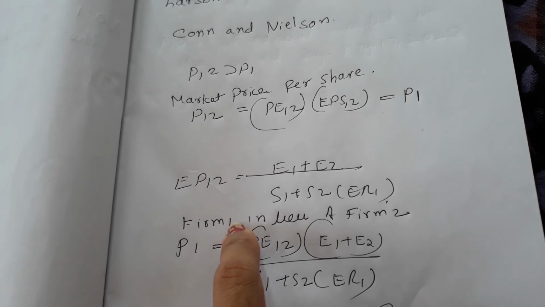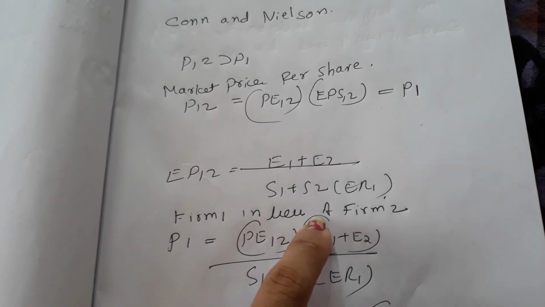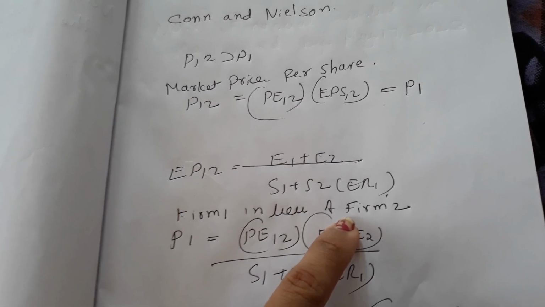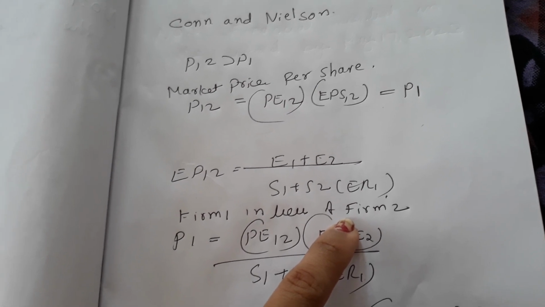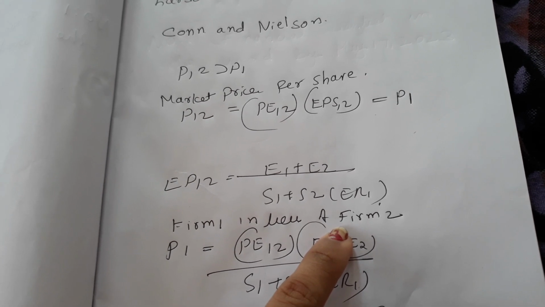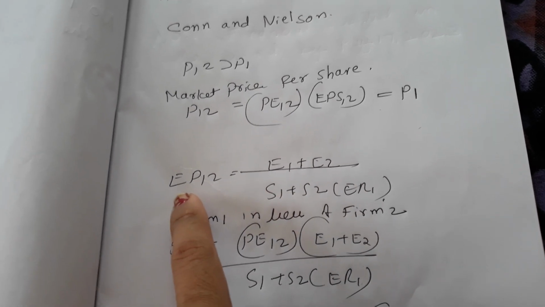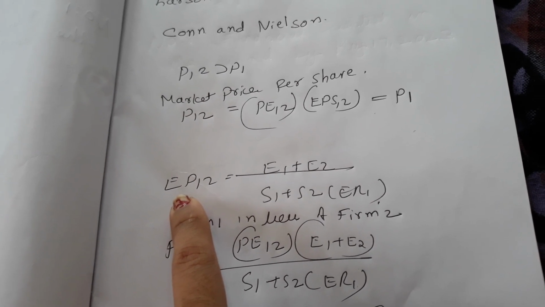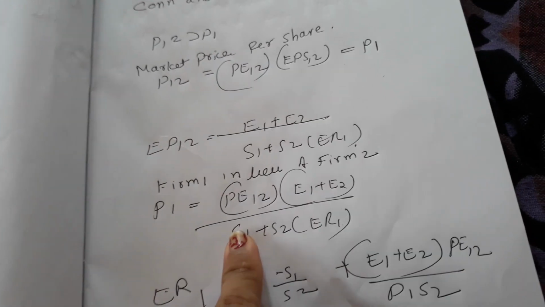How many shares of firm 1 are issued in lieu of one share of firm 2? That is, in order to acquire firm 2, how many shares are issued by firm 1? That is E12. So that will give us the combined earnings per share of the new firm.